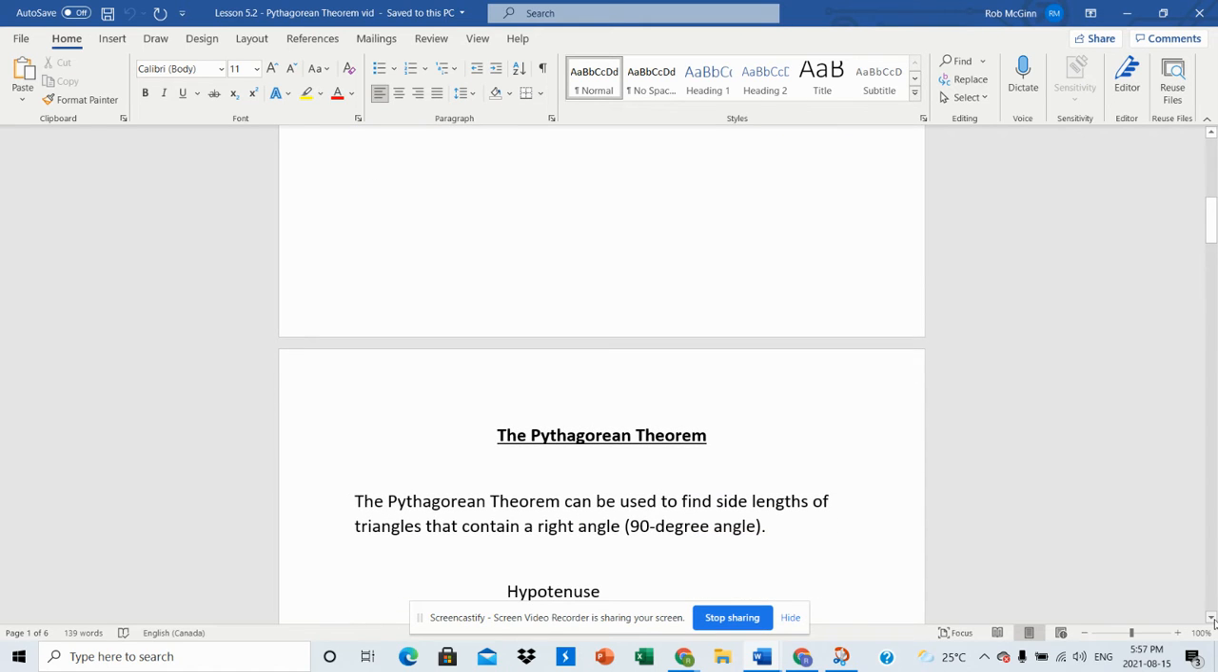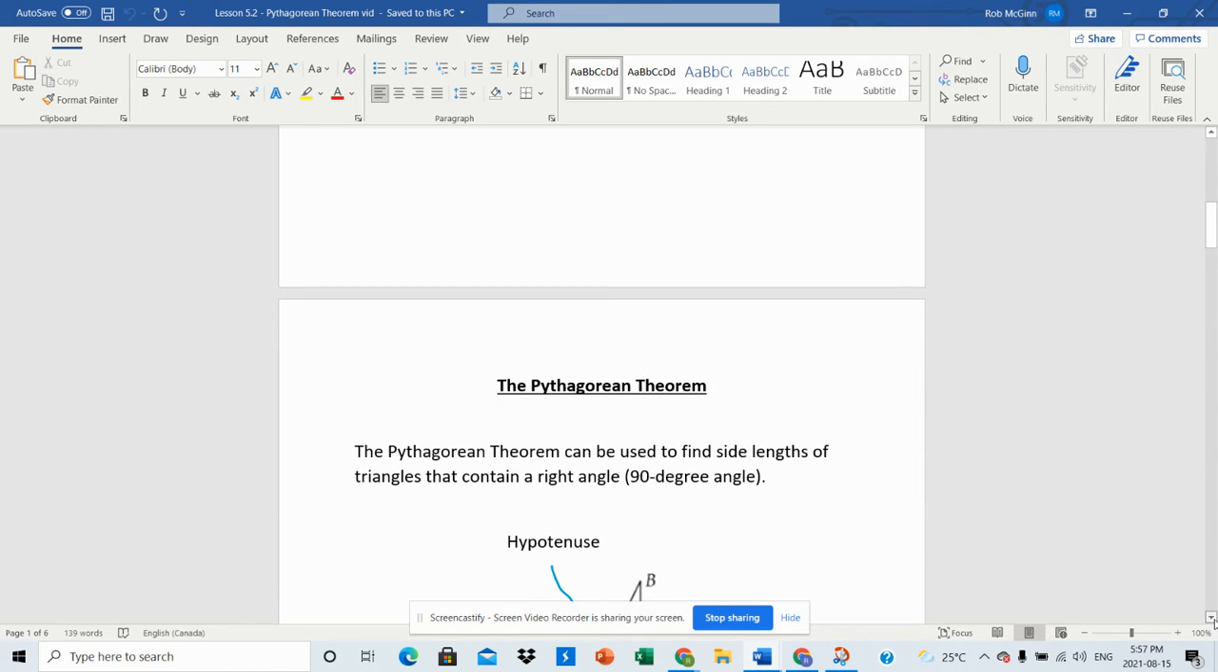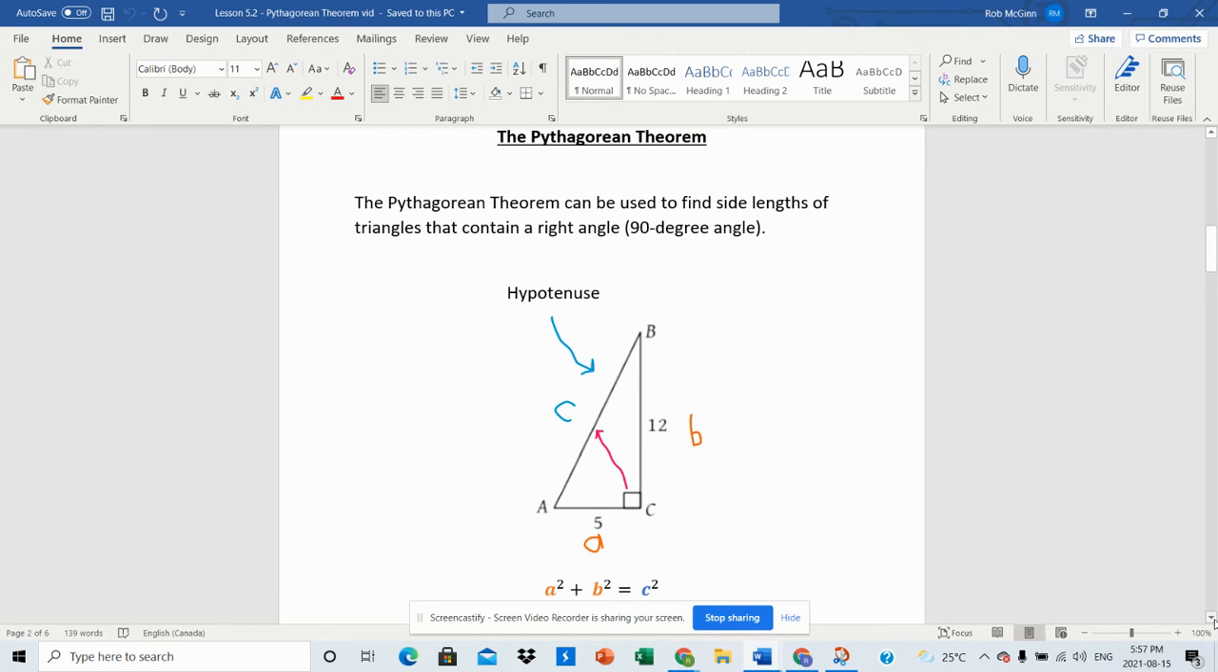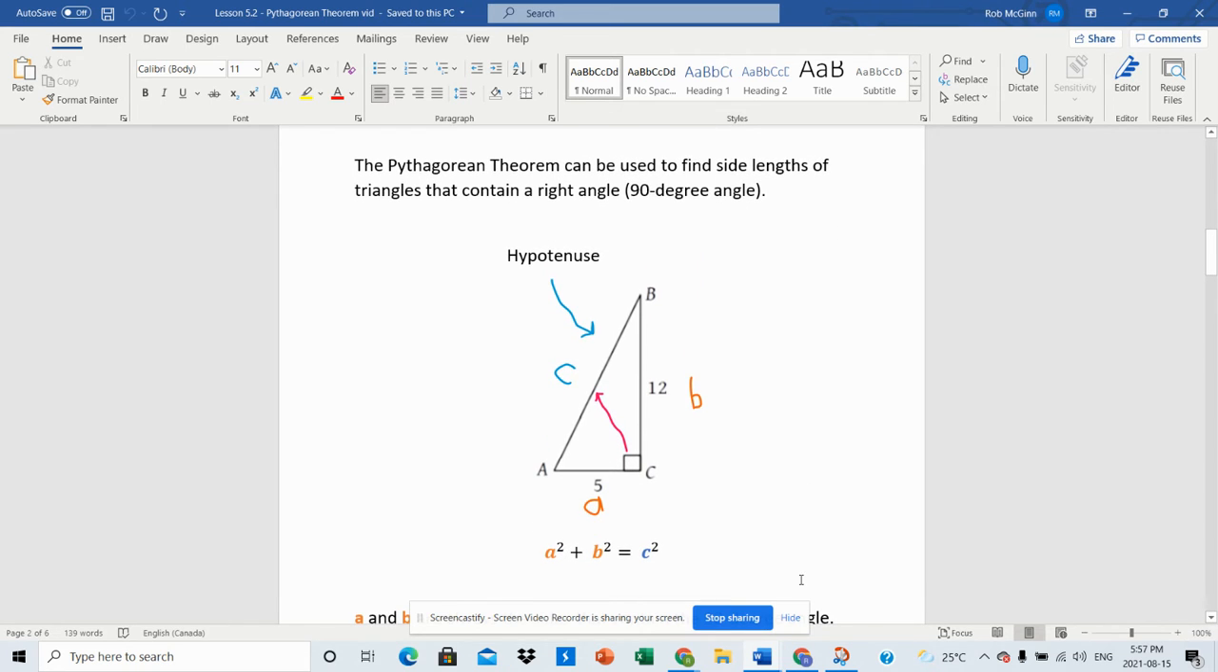The Pythagorean theorem can be used to find side lengths of triangles that contain a right angle, that is a 90-degree angle. Down here, I've just shown you a little bit. In this triangle, we've got A, B, and C, and I've labeled them as little a, little b, and little c. And here we can notice a couple of things.